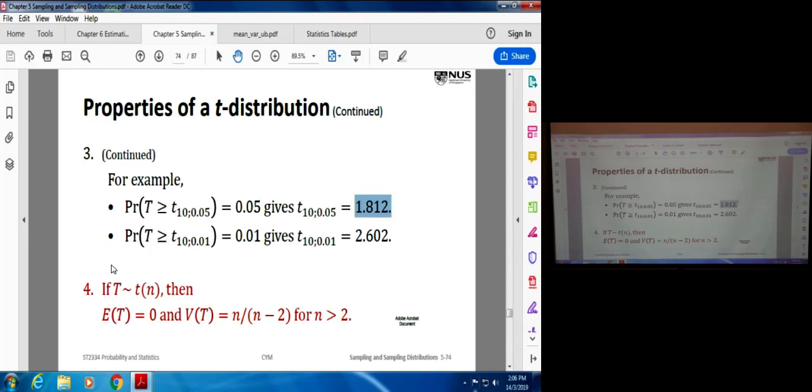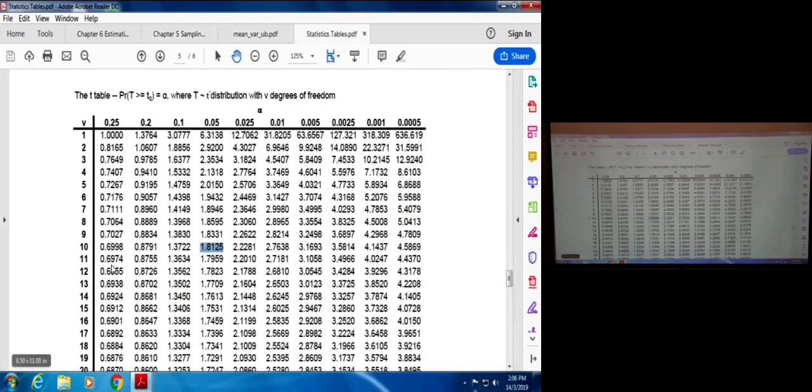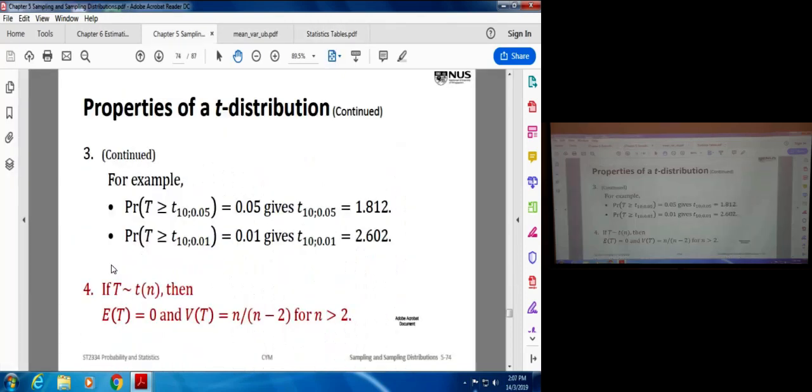The second one is actually a little bit wrong, because if you check the table, it's not the same thing. I take the degrees of freedom 10, but the tail probability alpha is 0.01. Then the actual value of t, this little t, is 2.7638. So that's not the value that he has here. This is 2.602. It's not correct. So that's basically how you use the table.